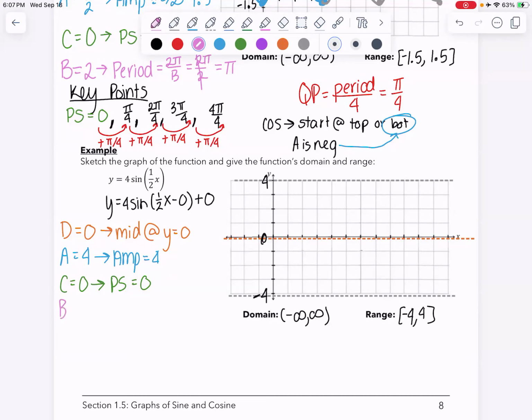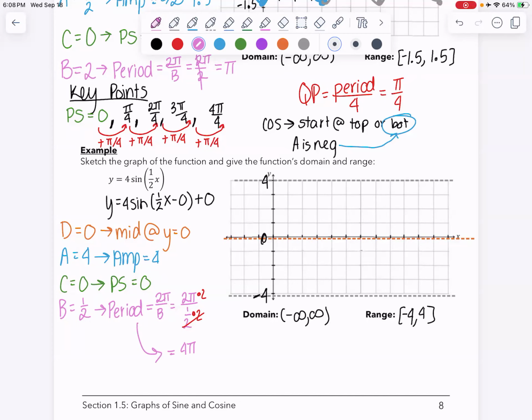All right. B is equal to, in this case, 1/2. B changes the period. So the period is 2 pi divided by B. That's 2 pi divided by 1/2. The math that I'm going to do here, I'm going to multiply this fraction on the top and the bottom by 2, and that will cancel. So I have 2 pi times 2, that's 4 pi over 1. So just 4 pi, that's our period. Our period is 4 pi.